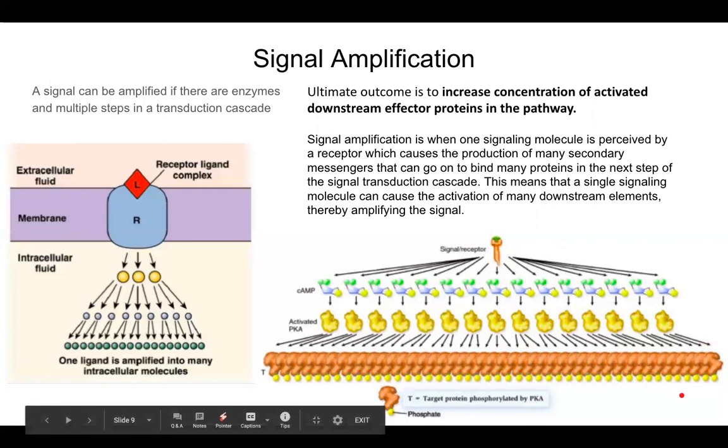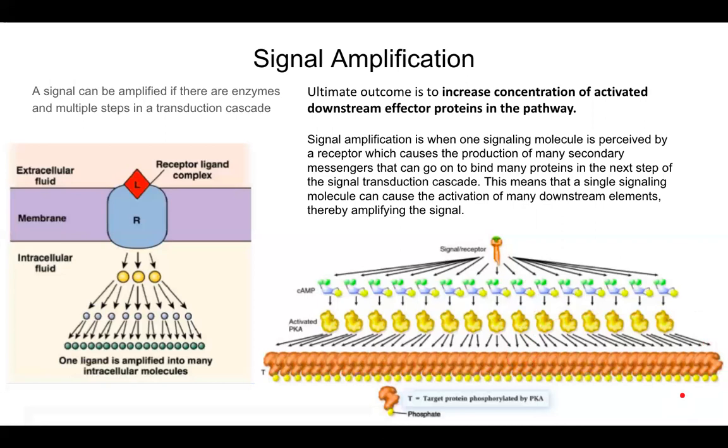And I included a video about signal amplification, just so you can distinguish it. So I'll play that.